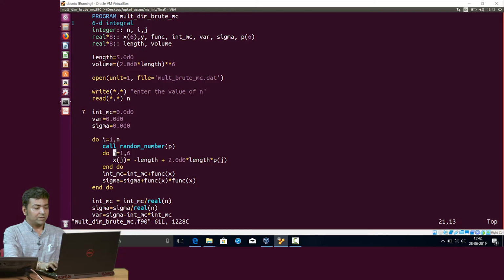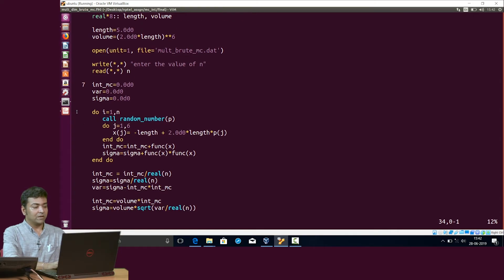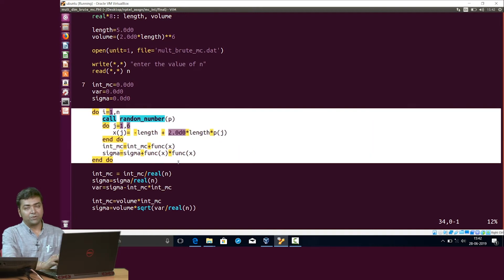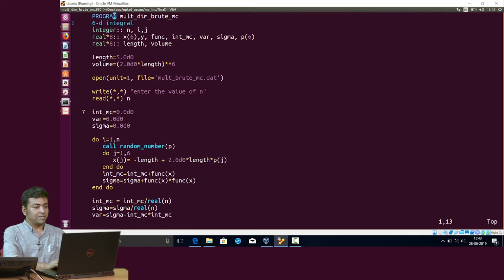Then this is the place where I am executing this do loop, which helps me in computing the average. Each time this do loop is executed, it calls 6 random numbers. Now, unlike the previous cases, here you see this p argument, which is a dummy argument for my random number generator, it has a dimension 6. So, what it means is that it will return 6 random numbers.